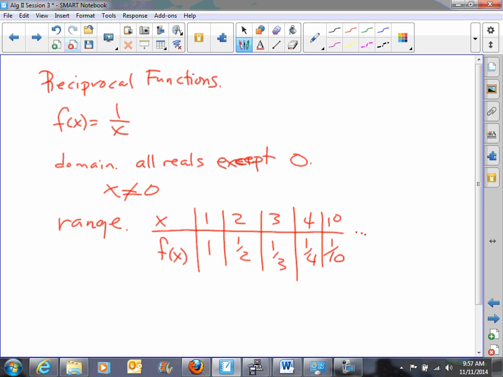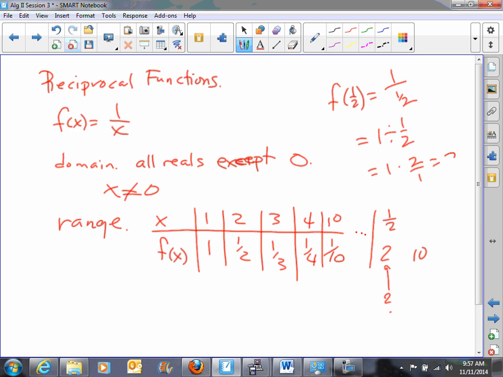But what about 2 down here? Is there any way we could get 2 or even 10 down in the range part? Well, the truth is we can, but those are all found in a very small interval. In other words, if I were to put 1/2 in for x, f of 1/2 is 1 over 1/2. You've learned by now, I think, that when you are dividing by a fraction, you flip the second fraction and multiply, so that'd be 1 times 2 over 1, or 2.